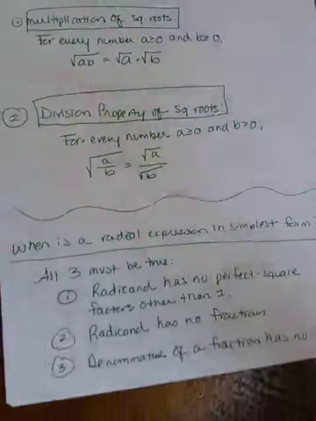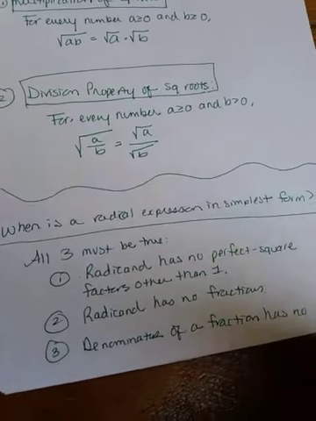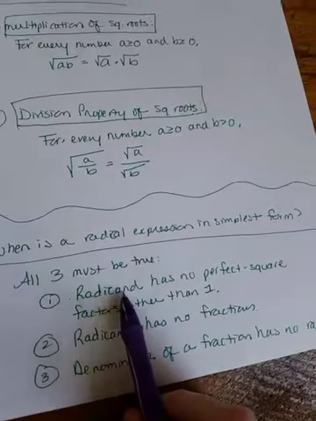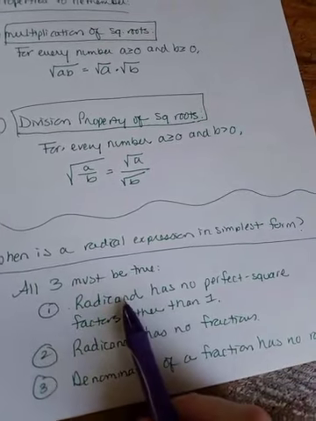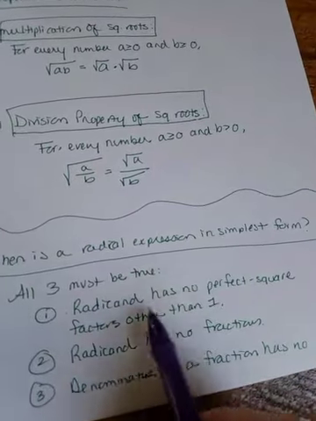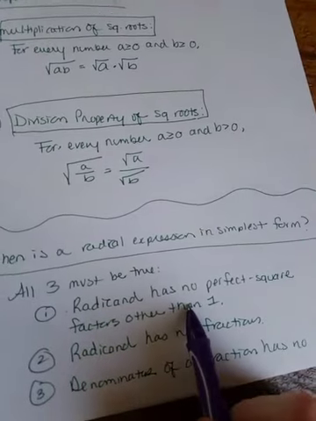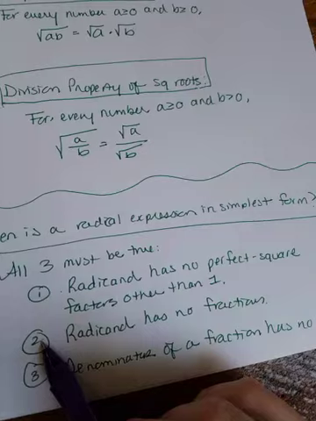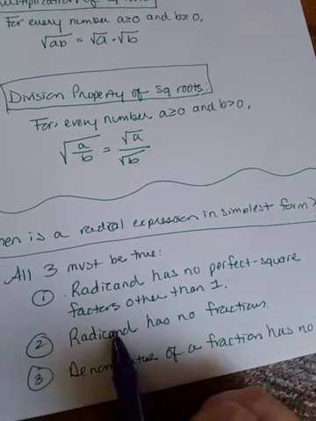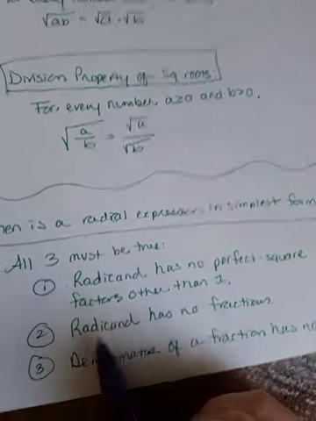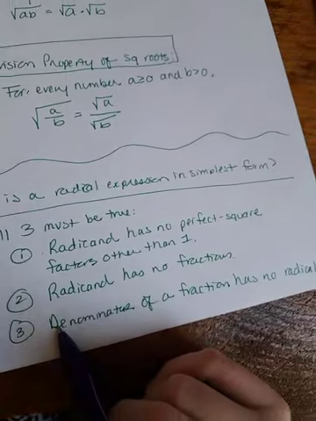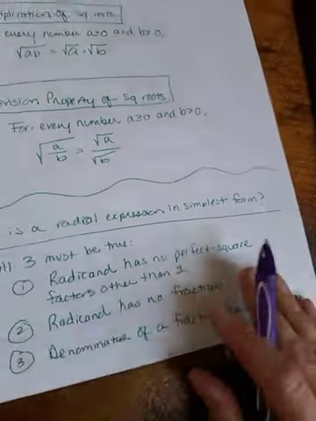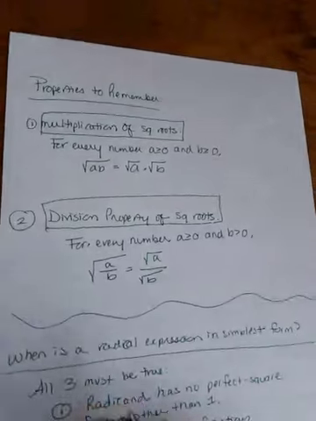Other things I want you to keep in mind. How do you know if a radical expression is in simplest form? All three of these must be true. The radicand, that means what's under the square root, has no perfect square factors other than 1, meaning that you can't take out a perfect square. You should remember doing this. Second, there are no fractions under the square root. And the third thing is the denominator of the fraction has no root in it. And again, I'll take pictures of this and post it under the note section.